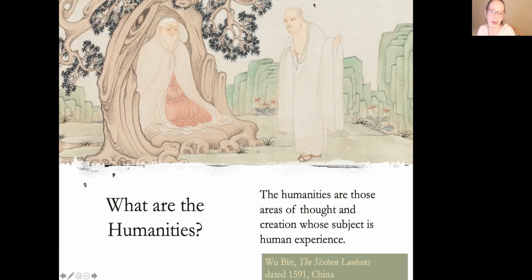So we have here such a figure in a tree, beautifully stylized, and a figure beside him. And so in this class, we would reconstruct the context of this work of art to understand more deeply its meaning and human experience in China in the 16th century.